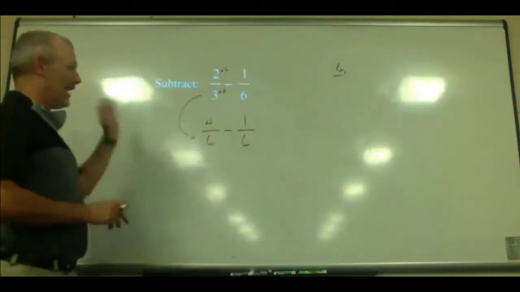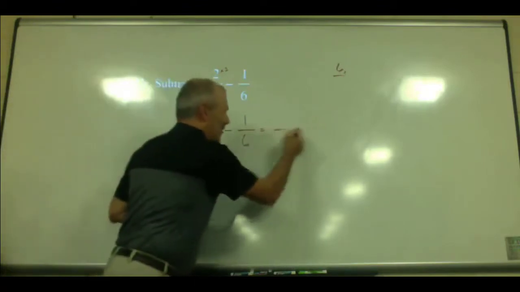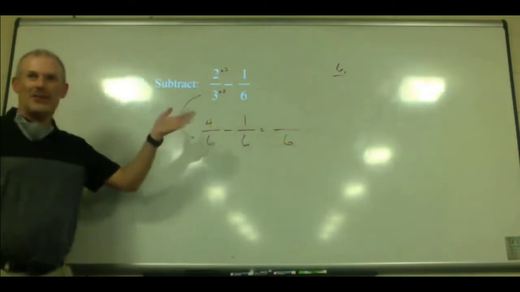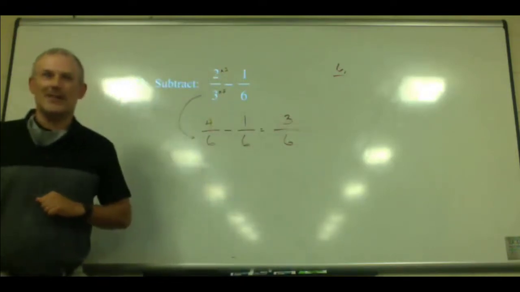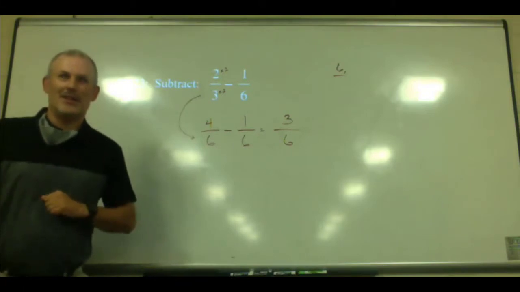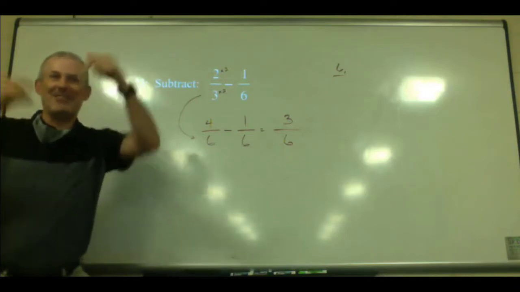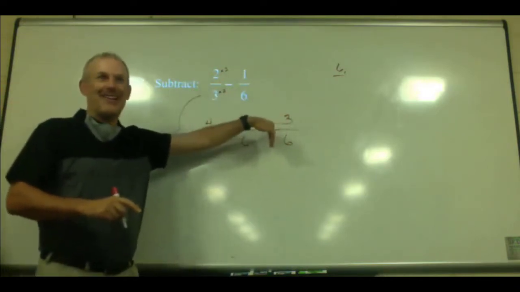Okay. Now we subtract. So what is our denominator going to be down here? 6. It doesn't change. And what do we get on the top? 3. Can we reduce that? Yes. By what? But what are we actually dividing each of these by?